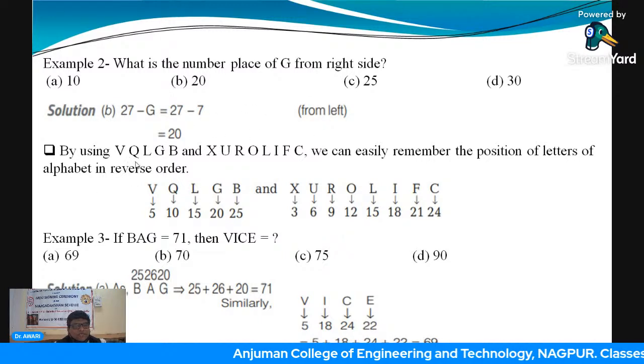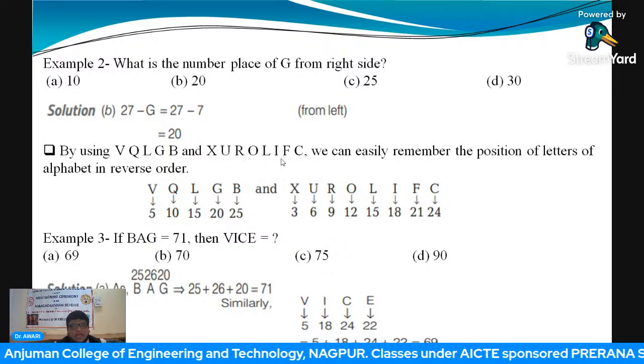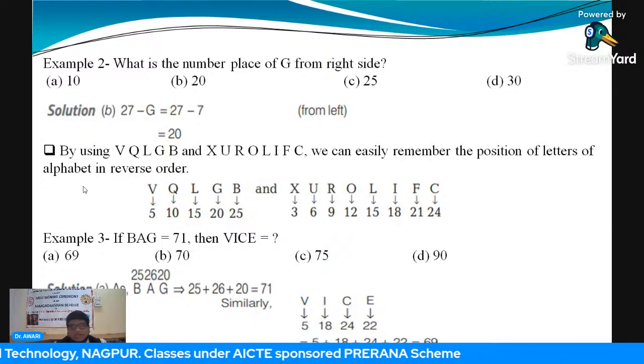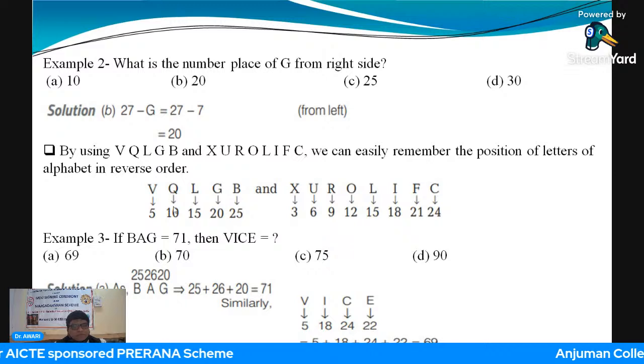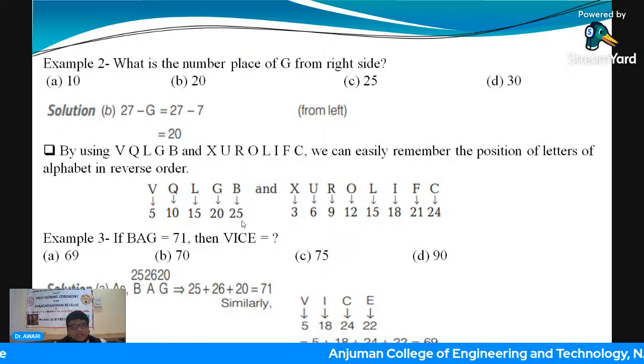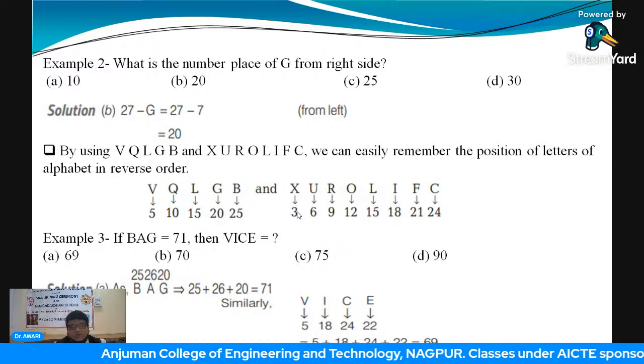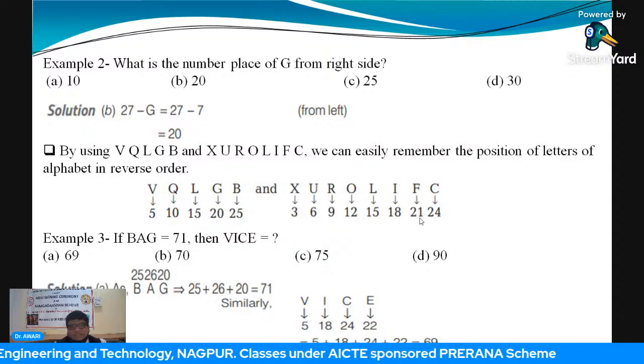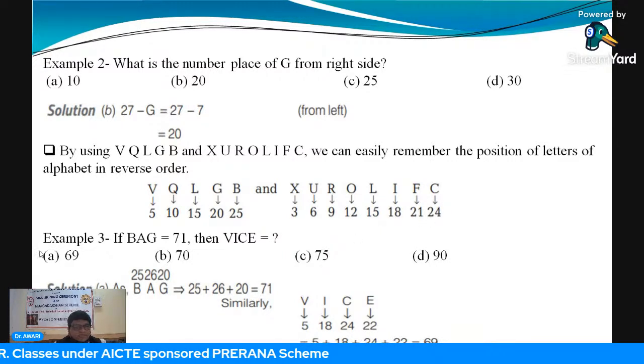By using VQLGB and XUROLIFC, we can easily remember the letter positions of the alphabet in reverse order. That is, V is 5th, Q is 10th, L is 15th, G is 20th, and B is 25th in the reverse order. Here, in reverse order, X is 3, U is 6, then 9, like that. I is 18th, F is 21st, and C is 24th.